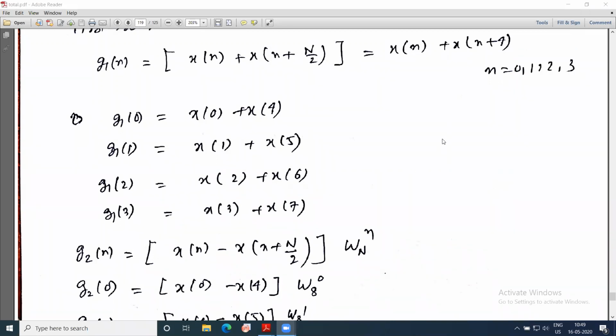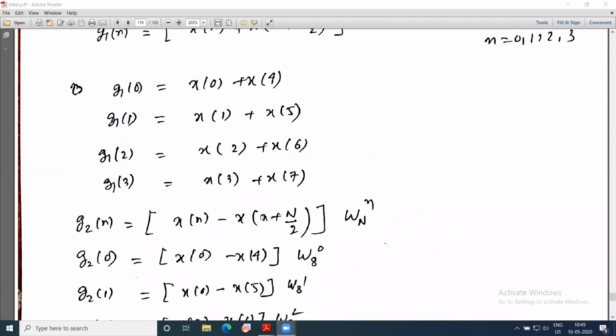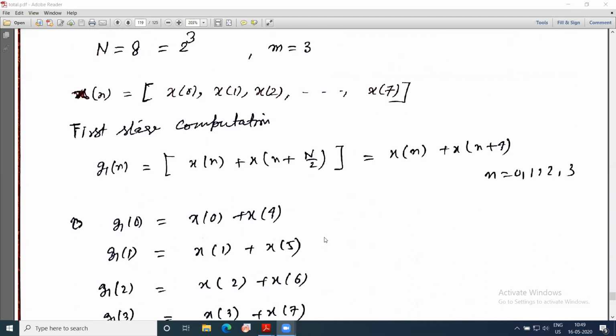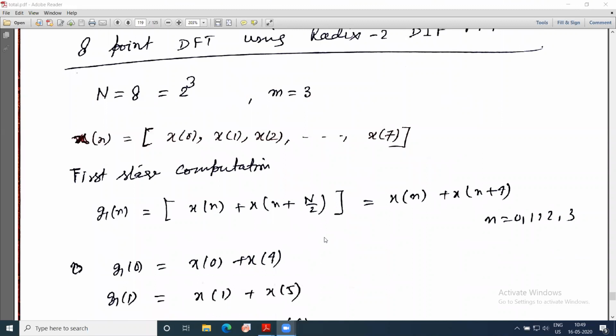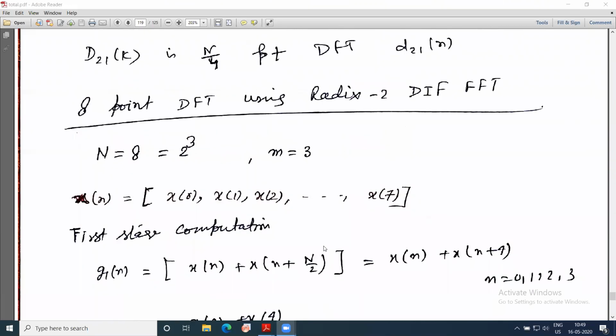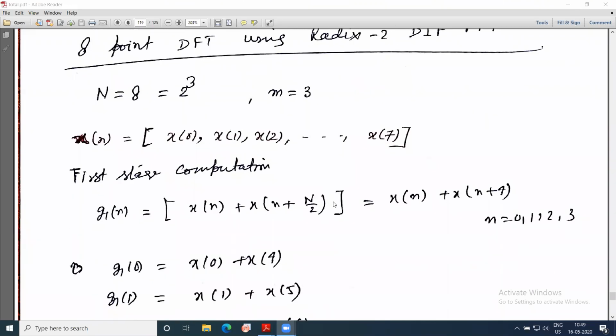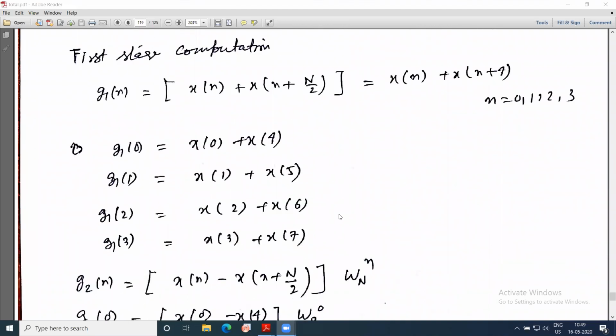So if you have no doubt in last class, then we would like to proceed further. Now what I am discussing today is DIF FFT and how to draw this using the butterfly diagram. To draw the butterfly diagram, we have to see the number of stages for n equal to 8. For n equal to 8, the number of stages will be 2 to the power 3, so 3 stages will be there.